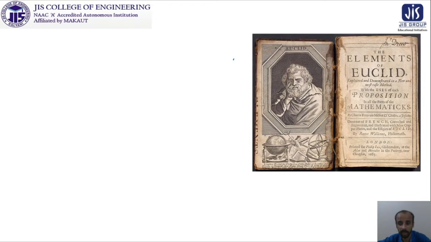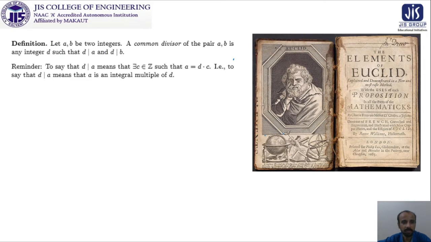Because here we get Euclid, and we have the definition related to today's topic, which is GCD. So we have two integers A and B. We are talking about, obviously, we know what is a divisor of A and a divisor of B. A common divisor of the pair A and B is any integer D such that D divides A and D divides B.